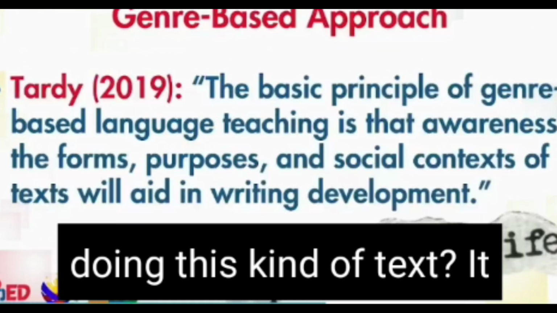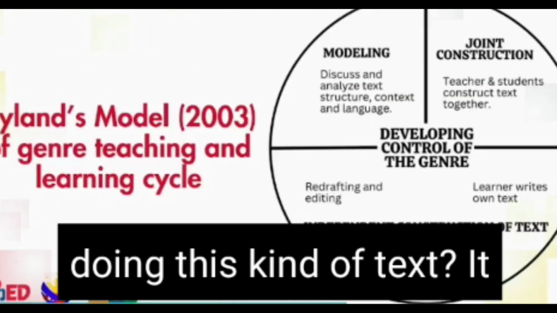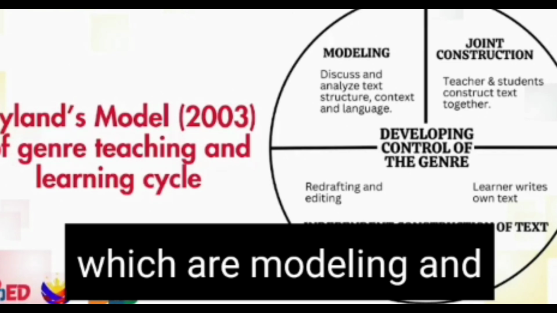So let's take a look at the model of Hyland of the genre teaching and learning cycle. As you can see, there are 3 aspects in the model. We have here the modeling, joint construction, and independent construction of the text. So by having prior understanding and experiences of stages 1 and 2, which are modeling and joint construction, the students are ordered to write a certain type of genre, which they are exposed to.